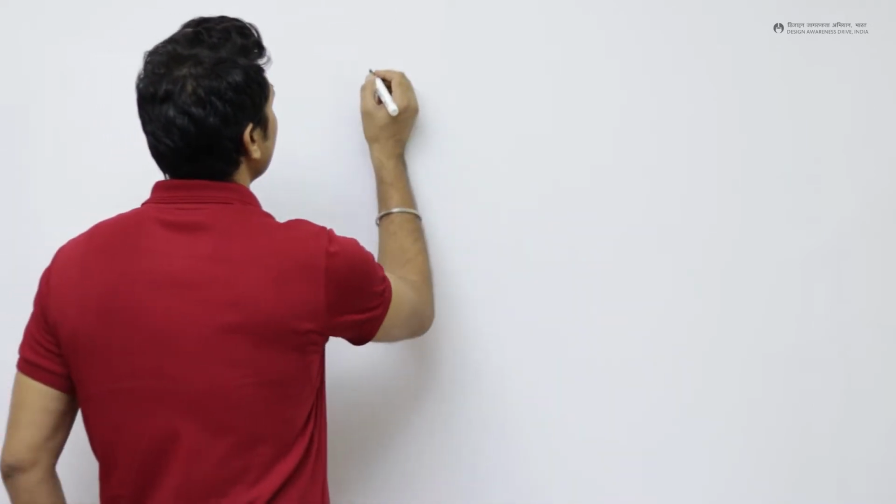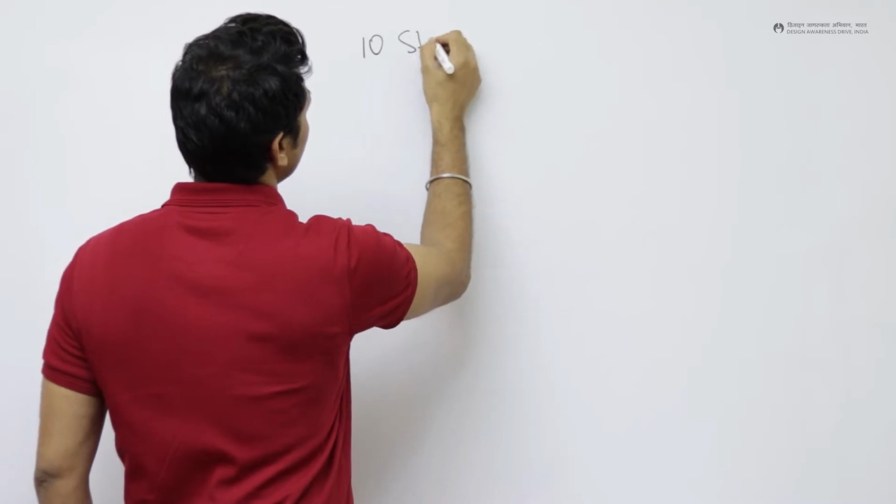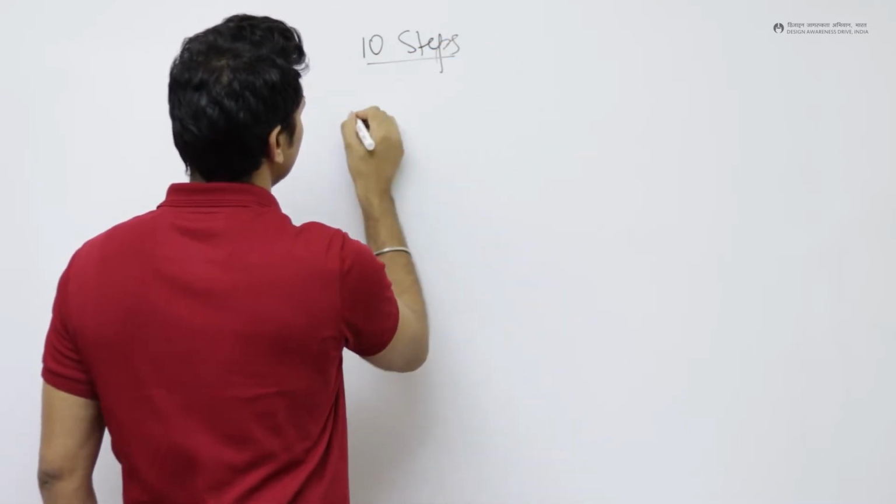So observation is not only limited to design students or the design profession. It is a very important and holistic topic that is always there in our daily lives. So what are the topics that you need to take care of? We'll talk about 10 different steps, 10 ways of doing observation.